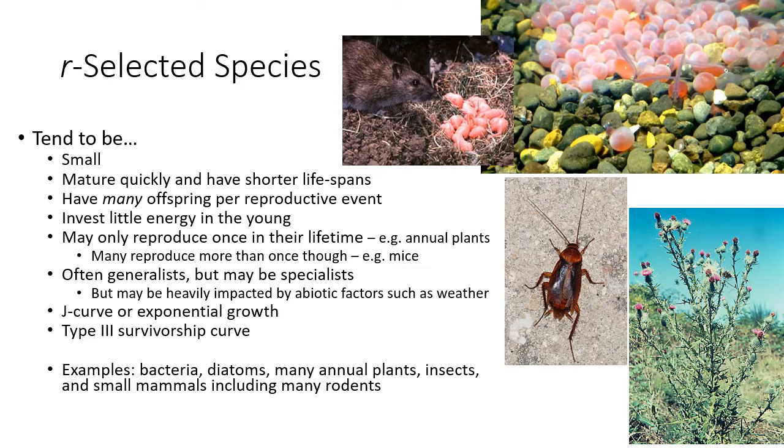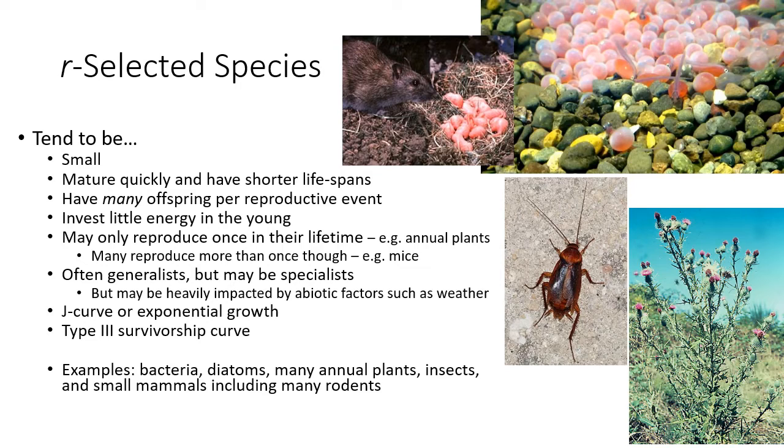A mouse can breed several times, sometimes even twice a year, and has maybe a dozen offspring per reproductive event. Rather than investing a lot of energy into one offspring, what they're doing is playing a numbers game. They know that 11 out of the 12 baby mice are going to die before they reach reproductive age, but at least one is probably going to make it to reproductive age, have a lot of offspring itself, and continue that species, that population.